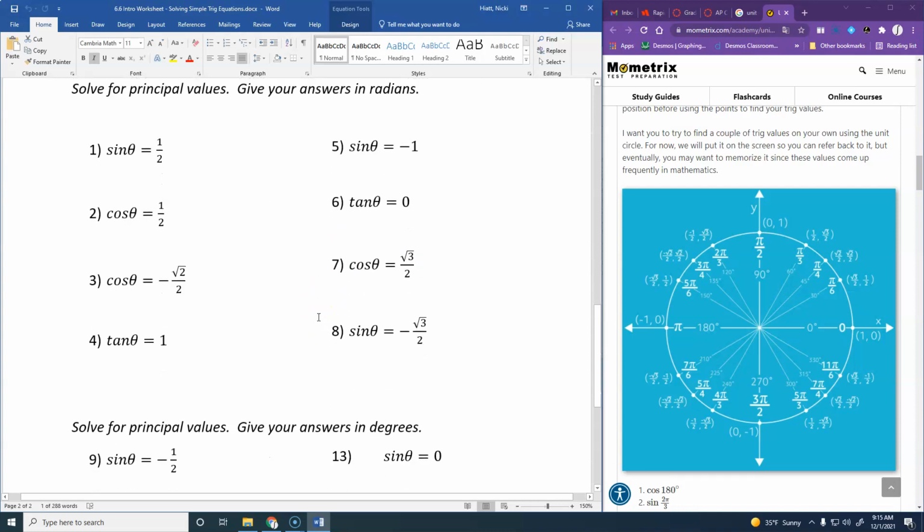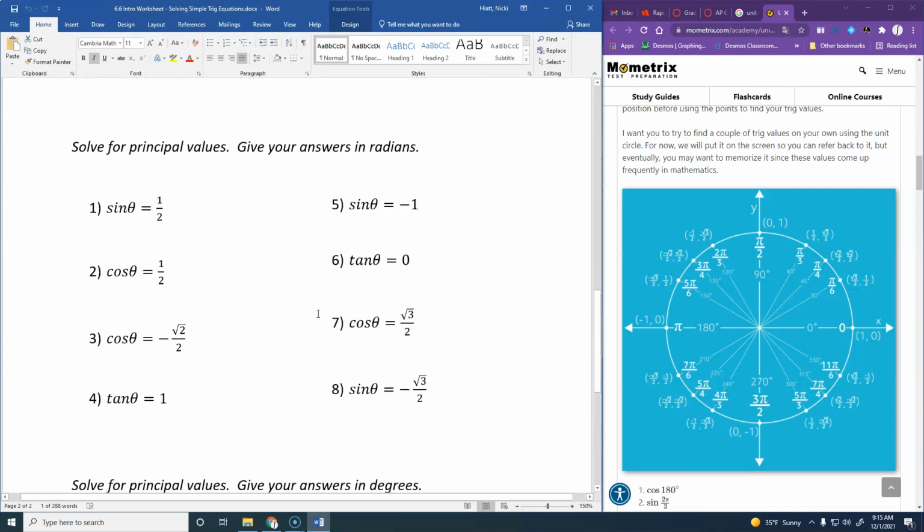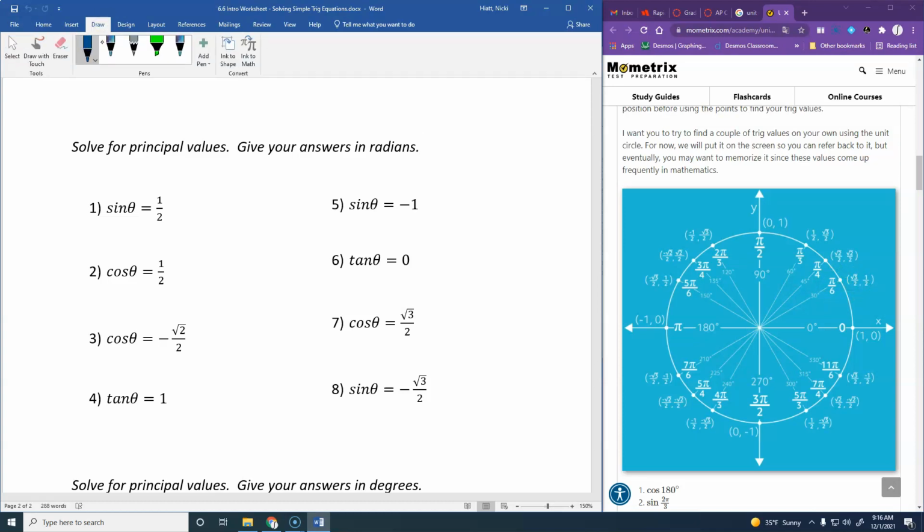So I'm going to do a couple of these, and then I'll also post the answer key so that you can see this. The first ones ask us to solve and give answers in radians. If we just look at sine of theta equals 1/2, principal values for sine are first and fourth quadrant. So we're looking in the first and fourth quadrant, and we're looking for where our y-coordinate is 1/2. And that happens right here, which is pi over 6. So for this, we would say that theta equals pi over 6.